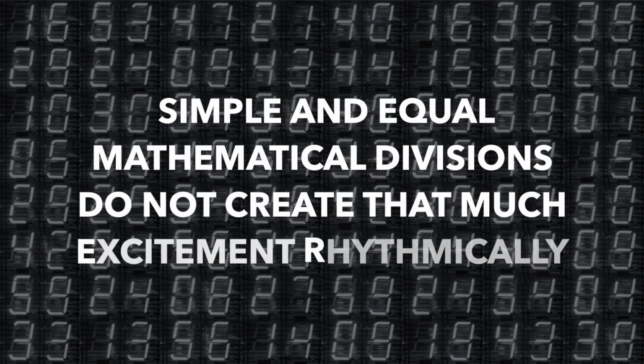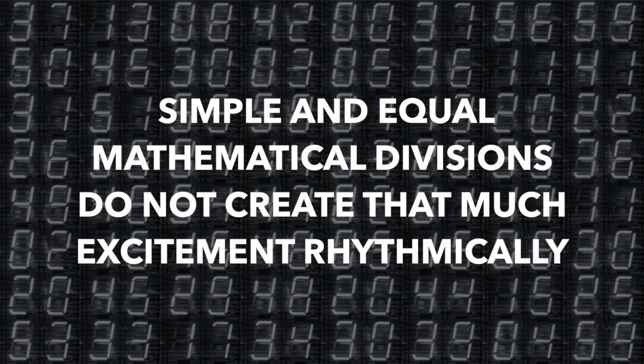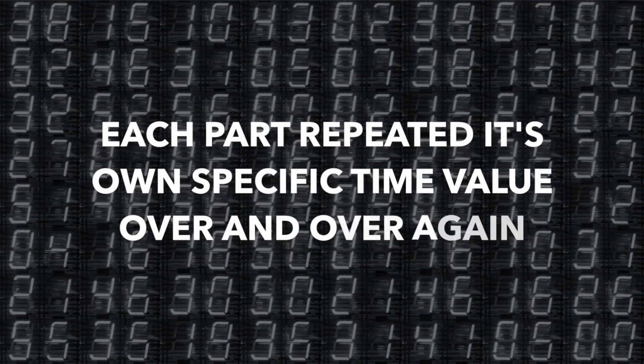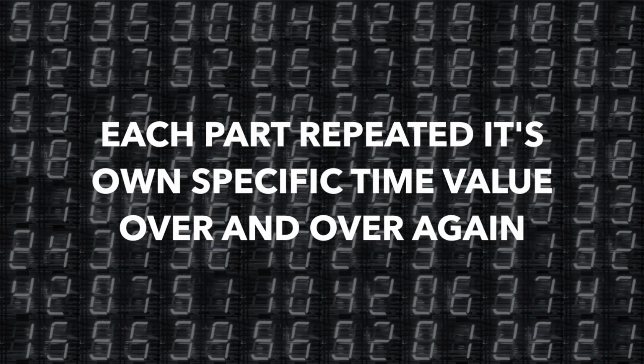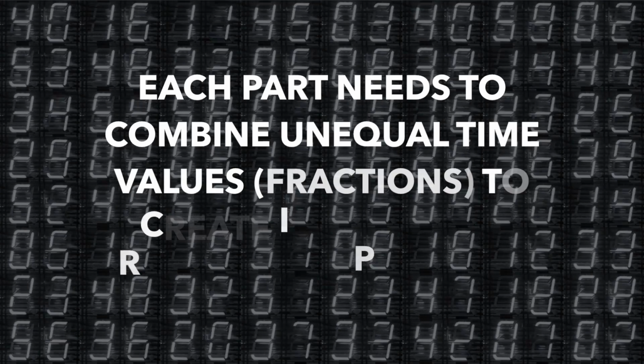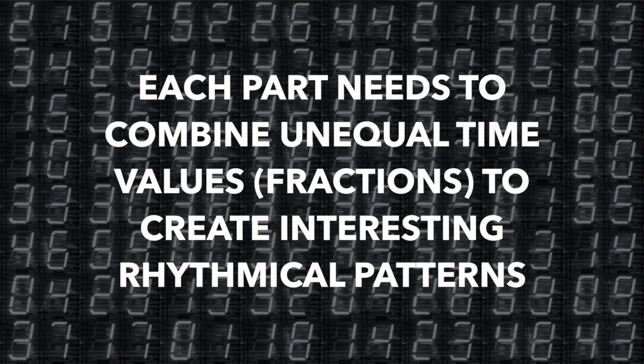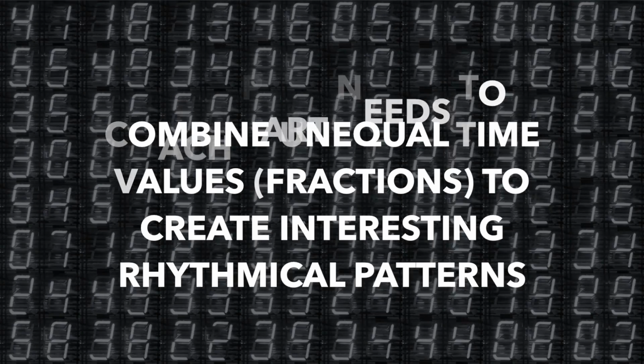Simple and equal mathematical divisions, as you have just heard, do not create that much excitement rhythmically. Even though there are multiple parts, each part repeated its own specific time value over and over again. There was no variation. Each part needs to combine unequal time values, which are mixed in different ways, as this will create interesting rhythmical patterns. We'll explore this further the next time.